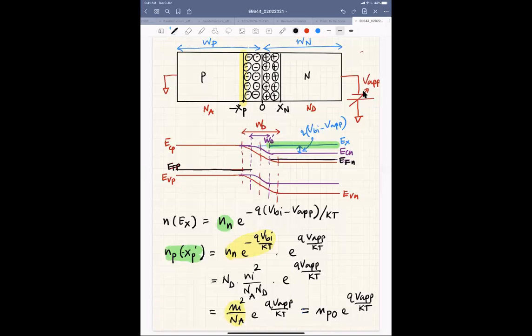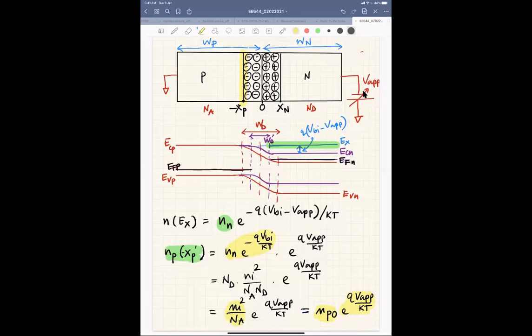So basically, how many electrons are injected? The number of electrons injected from N to P side is nothing but the number of electrons available earlier in the P side, np0, times e to the qVr by kT, right? This is a very important concept, which is also applied in the MOS transistor. The number of electrons injected from N to P does not depend on the N side doping. It depends on the P side doping, right?